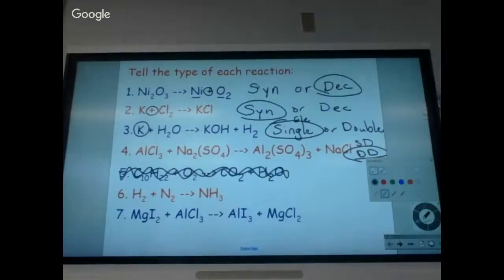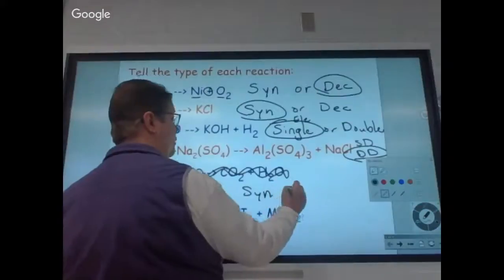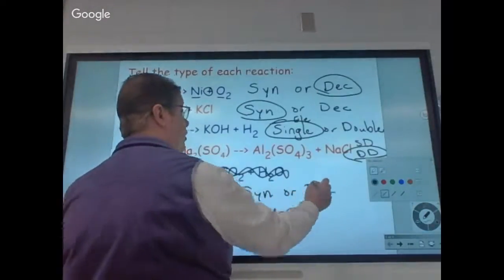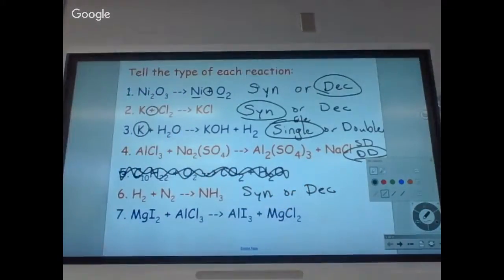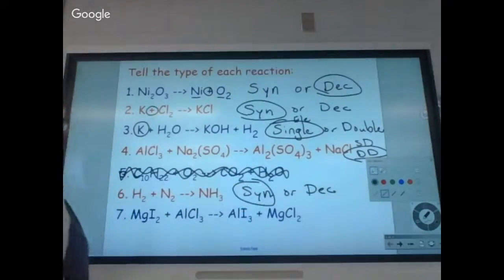All right, what do you think 6 is? I hear a vote for synthesis. What do we think? How many plus signs do we have? We only have 1, so it either has to be synthesis or it has to be decomposition. Are we forming something or is it breaking apart? We're forming. That's why it's synthesis.